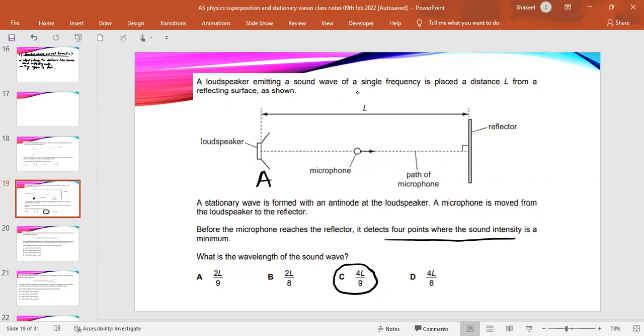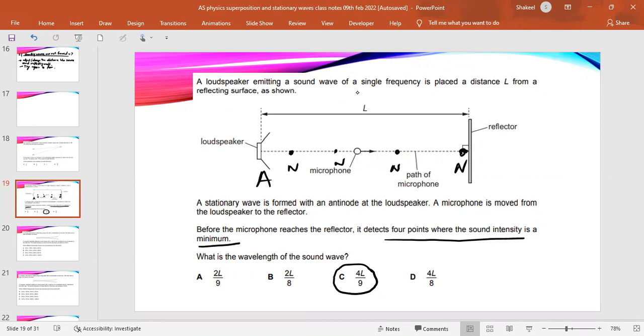It detects 4 points where the sound intensity is minimum. 4 points, that's fine. Note. Okay, what is the wavelength of the wave?